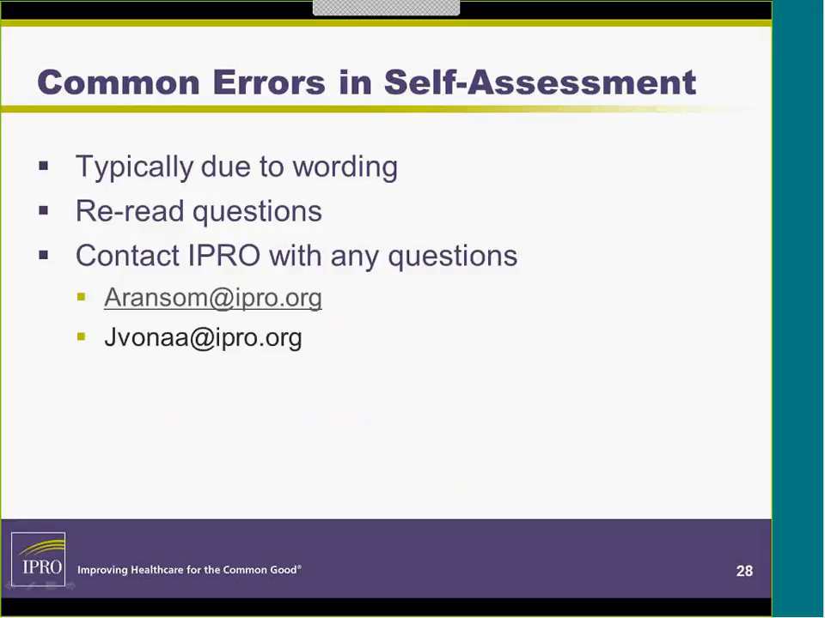And the really common errors in the self-assessment are not really practice. So it's really due to the wording. So just reread the questions. If you do have any questions or concerns or don't understand the question, you can reach out to myself or Genevana. Those are our email addresses if you do have any questions.